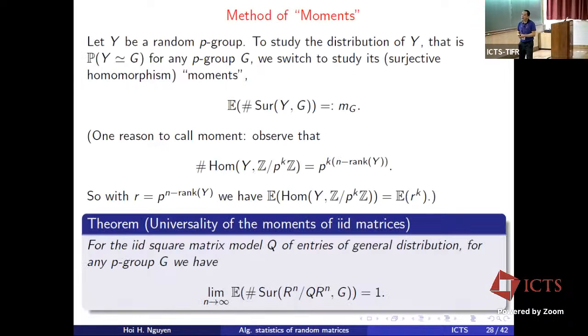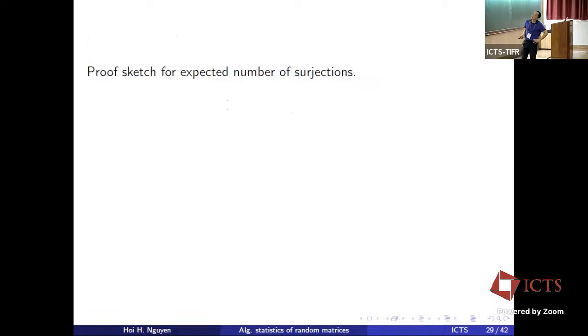But let me just try to explain why we get these identities, which is the main thing in our approach to universality. Okay, so let's just try to convince you guys of that.